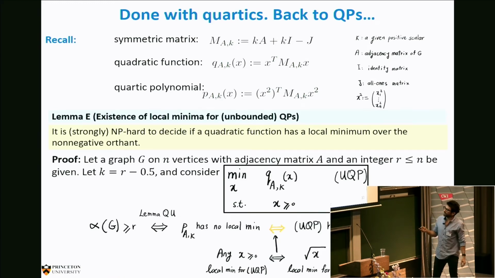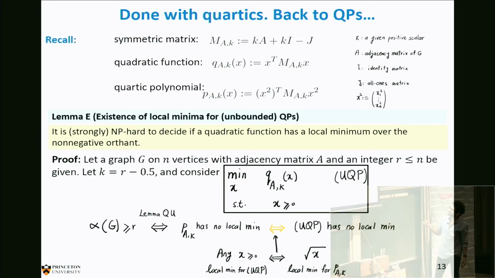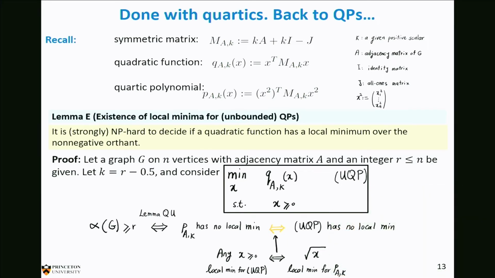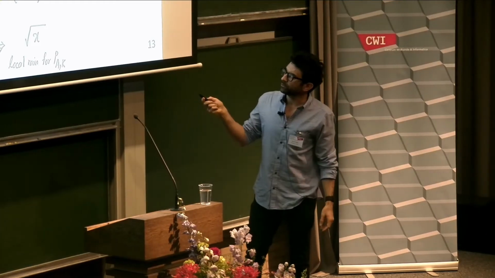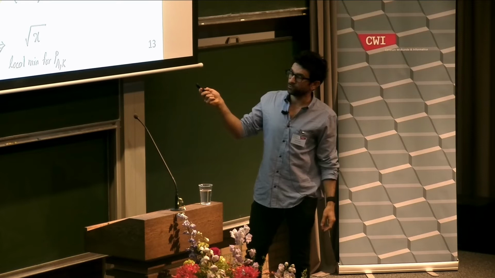So you start with the graph on n vertices, and you want to test if alpha is more than or equal to r. Once again, you subtract a half first. So k is r minus a half. And now you put in your objective the quadratic function q_k, which is on the slides. And we just proved that alpha is more than r if and only if this quartic function has no local min. But it's very easy to see that this will happen if and only if this quadratic program has no local min.